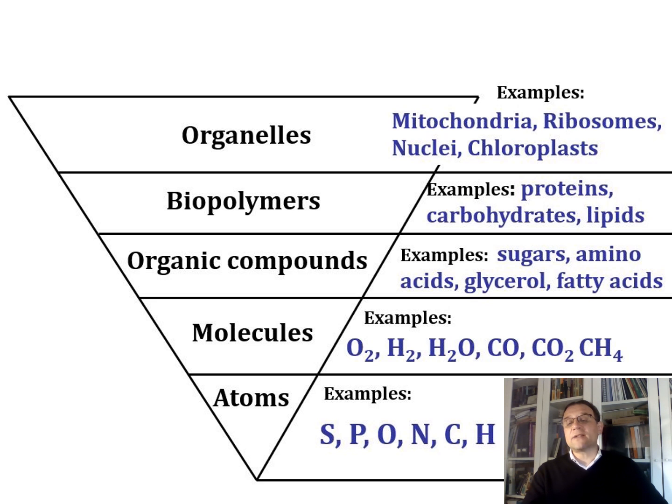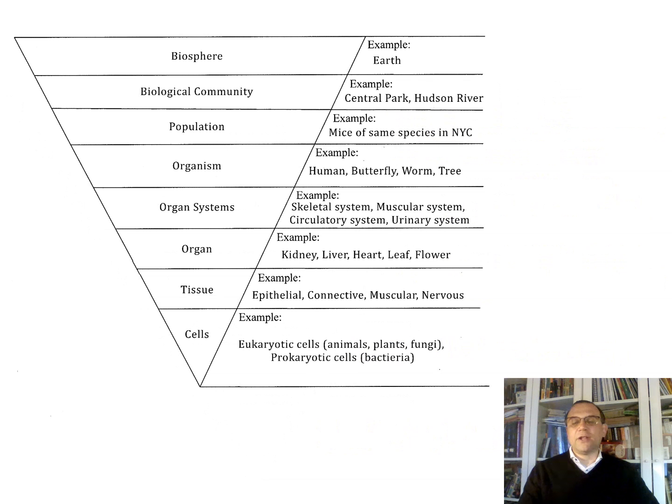All right, so let's review what we just covered. We said that atoms make up molecules, inorganic molecules make up organic compounds, organic compounds make up polymers, and polymers make up organelles. Taking a look at the higher levels of organization, we saw that cells make up tissues, tissues make up organs, organs make up organ systems, and organ systems make up the whole organism.